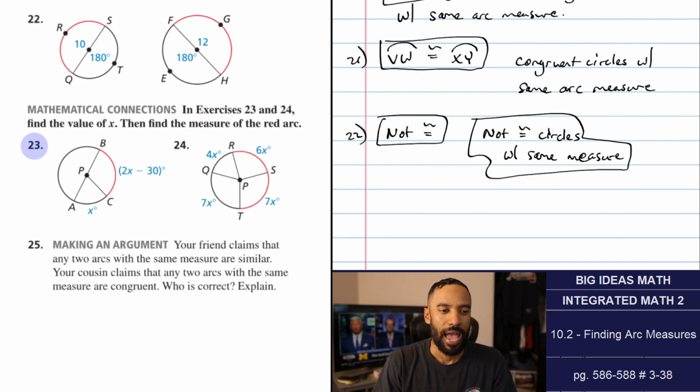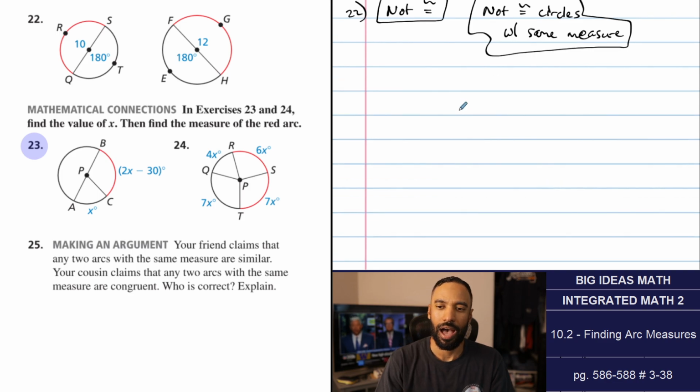All right. Exercises 23 and 24, find the value of x. Then find the measure of the red arc. So this is an entire semicircle BCA, and I can add those two guys up, right? I'm just going to write this the first time.